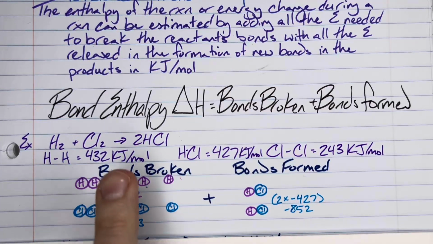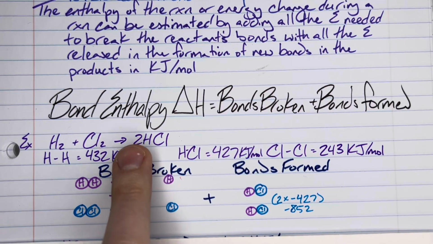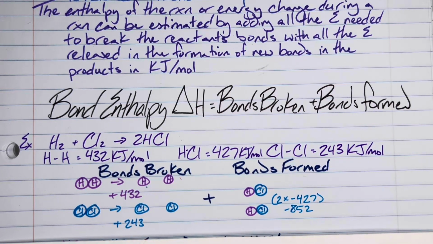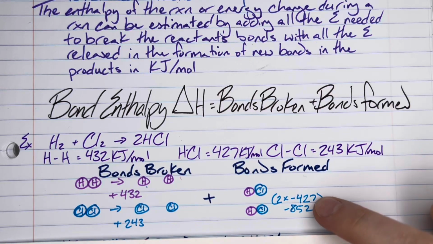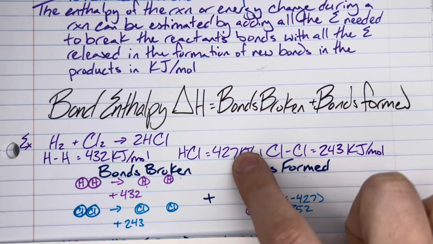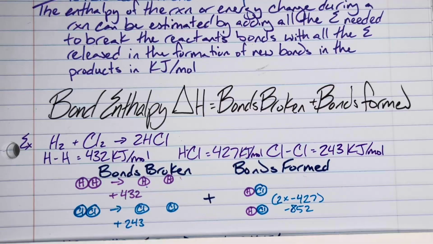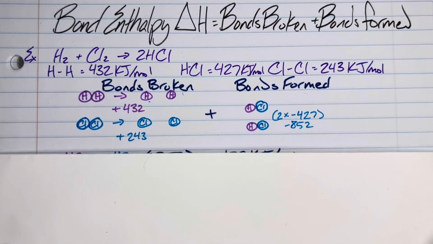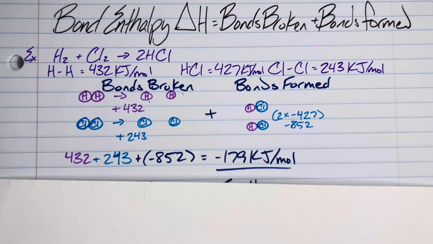And since in the balanced chemical equation there are two hydrogen chlorides here, I have two bonds between hydrogen and chlorine, and so I will multiply the overall bond enthalpy of the hydrogen chloride bond, which is 427, by 2, since I have two of them. And again, since the energy is released, it will be negative 852 kilojoules per mole. And so I will add all of those together.